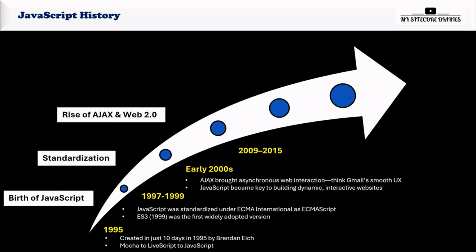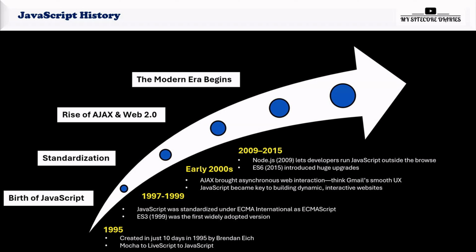Between 2009 and 2015, JavaScript entered a major phase of evolution. Node.js was introduced in 2009, which allowed JavaScript to run outside the browser, opening doors for server-side development. Then came ES6 in 2015, which brought massive upgrades to the language like let, const, arrow functions, classes, and modules.